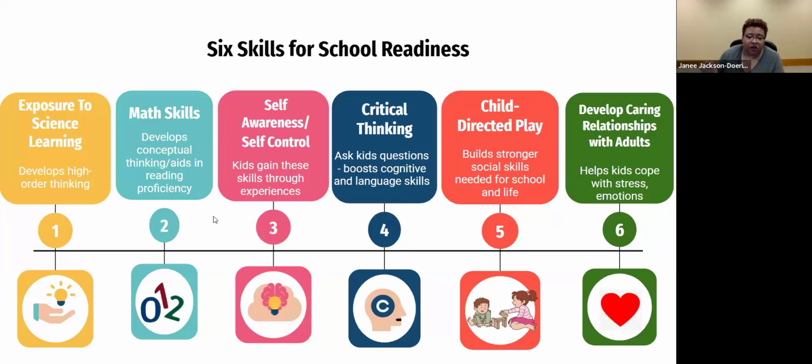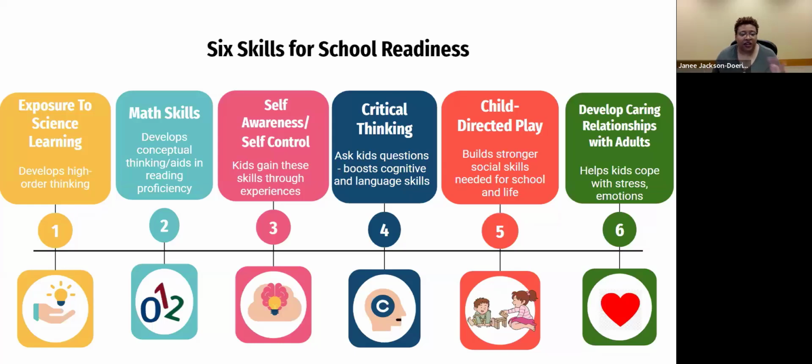With the paper, they talked about 6 skills that are needed for school readiness. These are very critical. The first one is exposure to science learning. So basically providing children with items, activities that develop high order thinking. You also want to offer math skills.